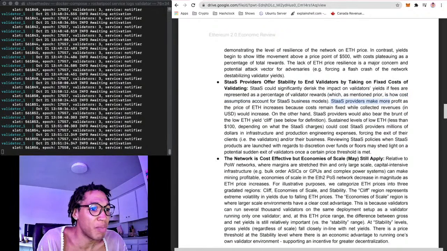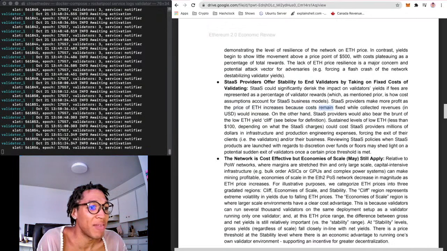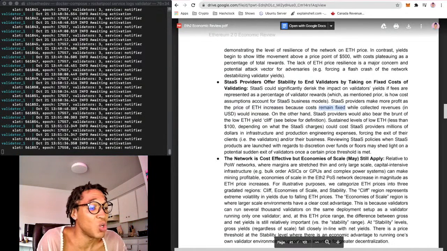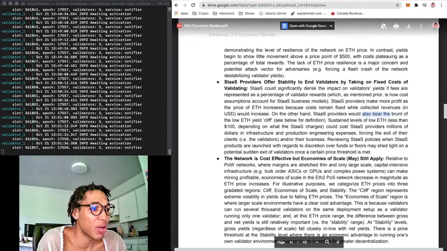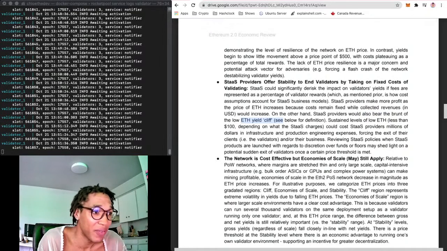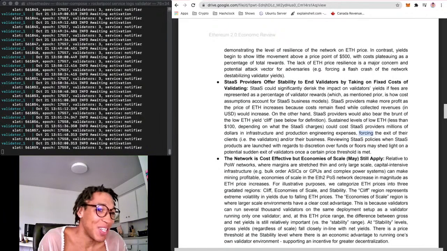STaaS providers make more profit as the price of ETH increases because costs remain fixed while collected revenues in USD would increase. On the other hand, STaaS providers would also bear the brunt of the low ETH yield cliff. See below for definition. Sustained levels of low ETH, less than $100, depending on what the STaaS charges, could cost STaaS providers millions of dollars in infrastructure and production engineering expenses. So this is one of those ideas where you charge percent-wise, and then all of a sudden, when infrastructure costs increase and the price of ETH goes low, you might go out of business.